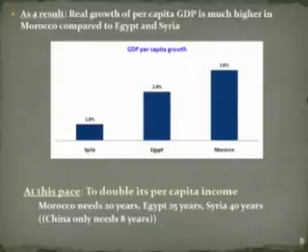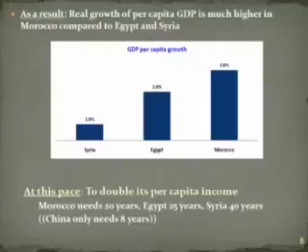You see it here. Syria has grown at 1.6, while Egypt 2.8 and Morocco 3.6%. So you see that we see now the difference. It's because of this difference in demographic behavior.